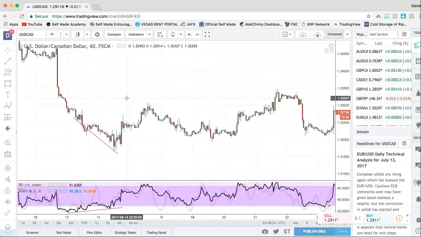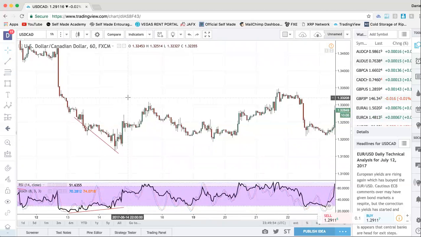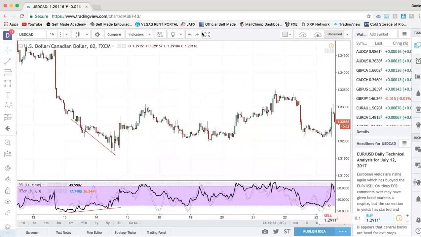So this shows you now how you can use those indicators to enter and exit properly on our strategy.